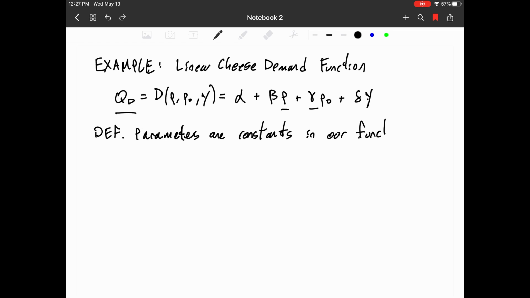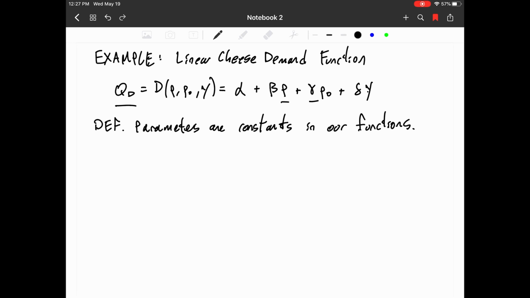In our functions. Okay. So let's actually go through and use some numbers. For this linear demand function, we're going to set alpha equal to 12, beta equal to 2, gamma equal to 4, and delta equal to 1.